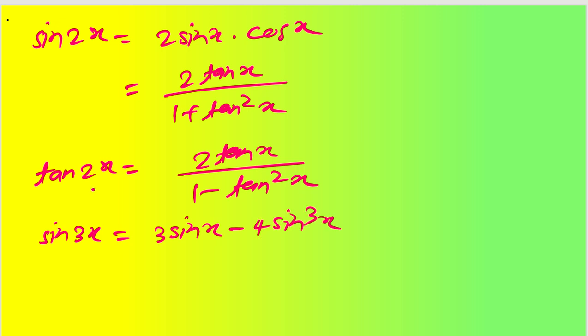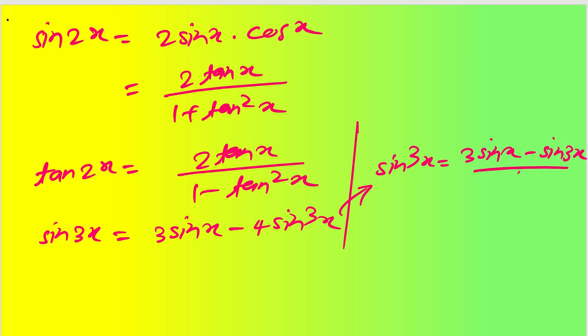Okay, so similar to that, you can manipulate this all the time, because sin cube x is always coming. So you can write sin cube x is equal to 3 sin x minus sin 3x divided by 4. Okay, so I have derived it from here, but you remember this, sin 3x is equal to 3 sin x minus 4 sin cube x.